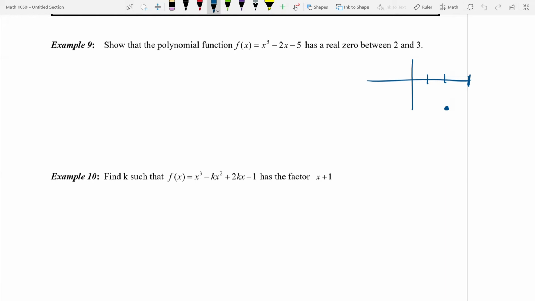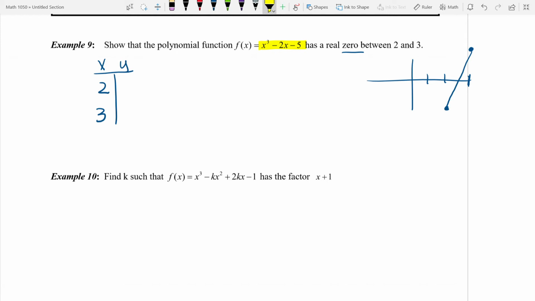Just exit quietly, okay? And if the 3 gave me a positive, then I know between those two, it would have to cross through and hit the x-axis, which would mean I would have a 0, okay? So all I'm going to do is this. I'm going to do a table of values. I'm going to use an x value of 2 and an x value of 3, and I'm going to plug it into there. Okay, so I'm going to go to store, enter.